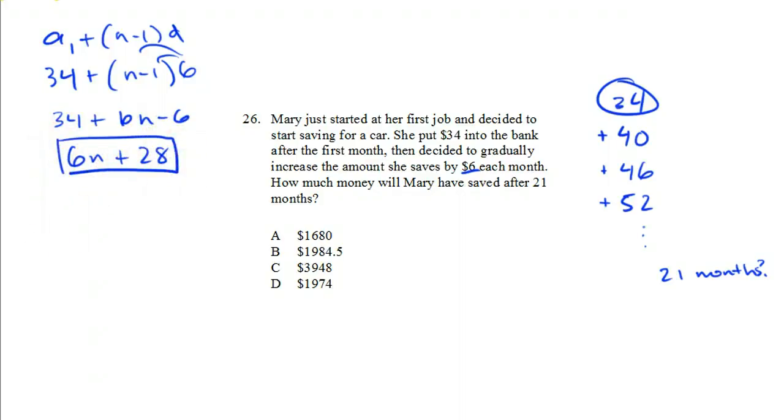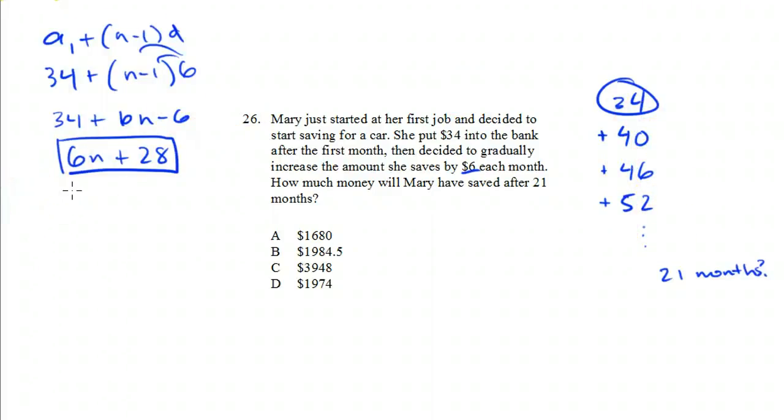Now, how do we use this? Well, what we need to do is find how much money she is going to have in her bank account after 21 months. So not just on the 21st month. Don't plug in just a 21 and stop there. We want to know how much is actually in her account. She's been saving each of these numbers every single month.